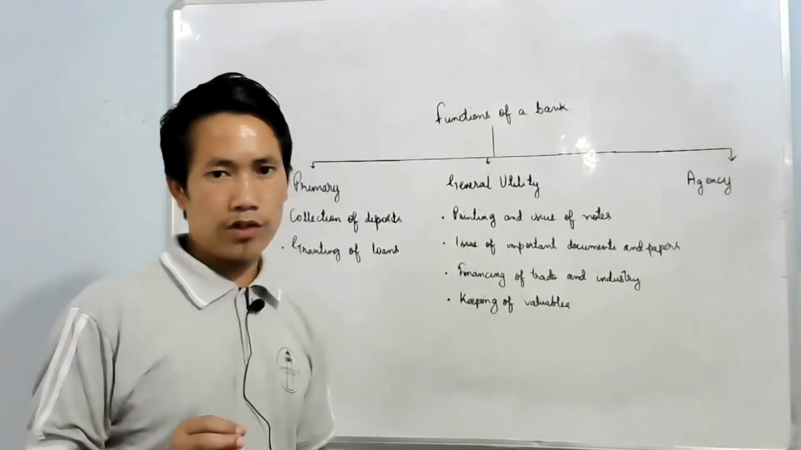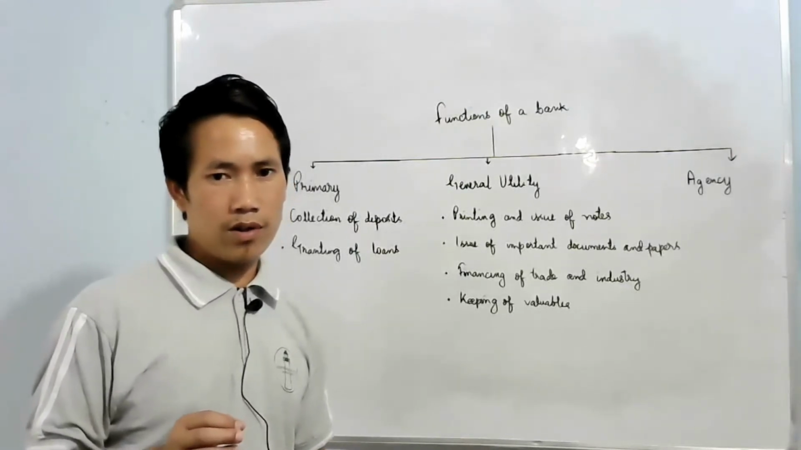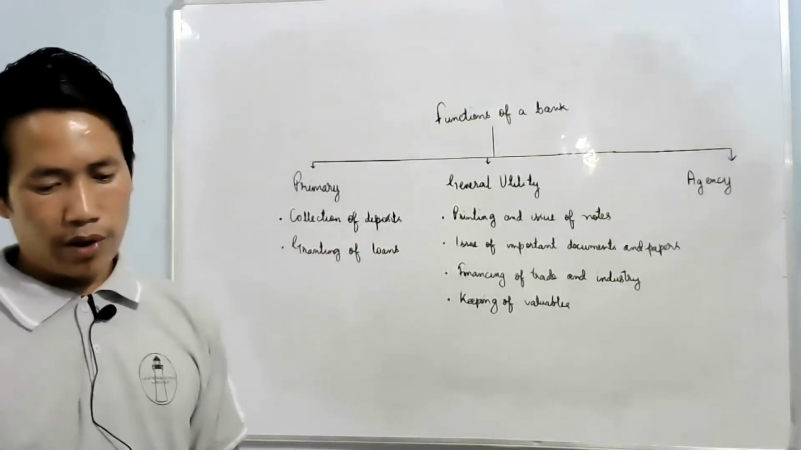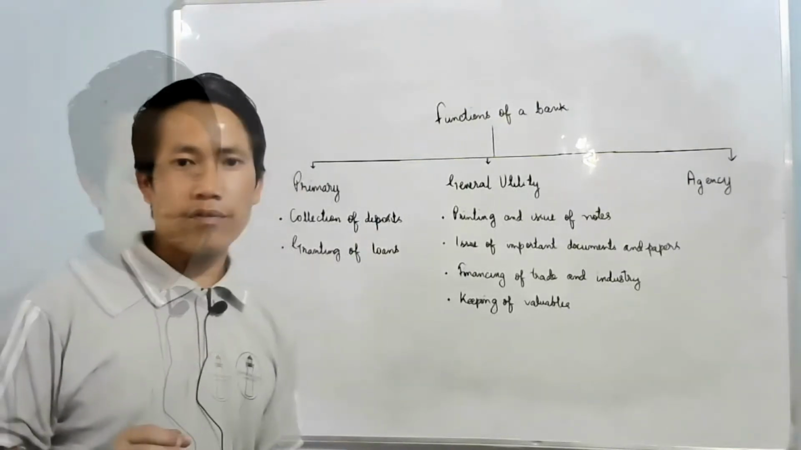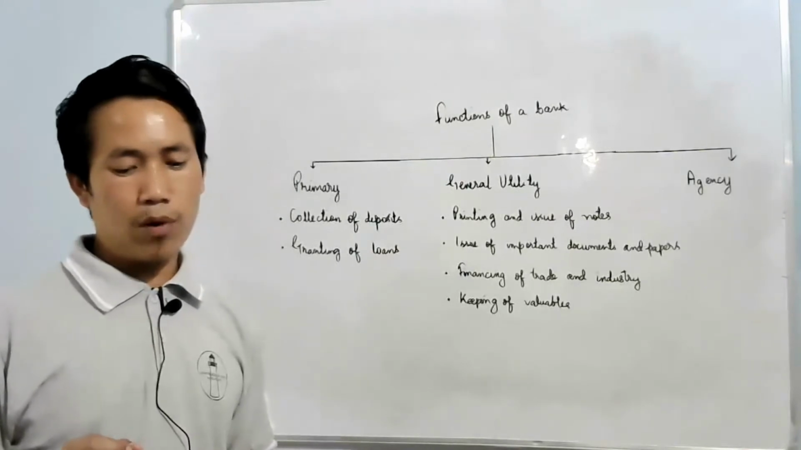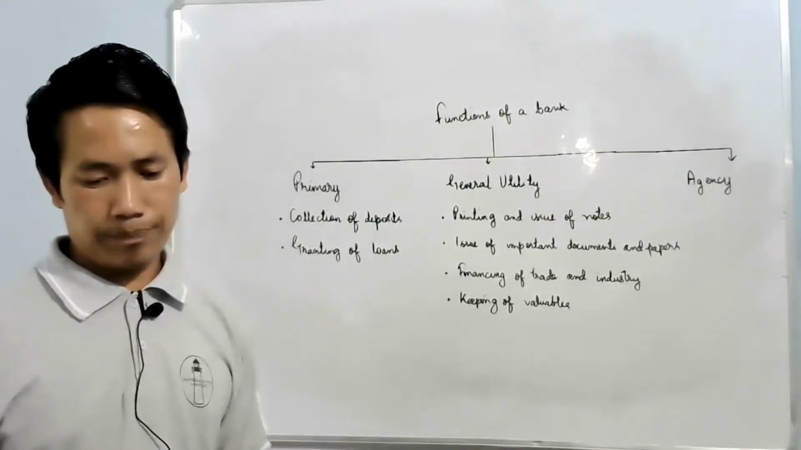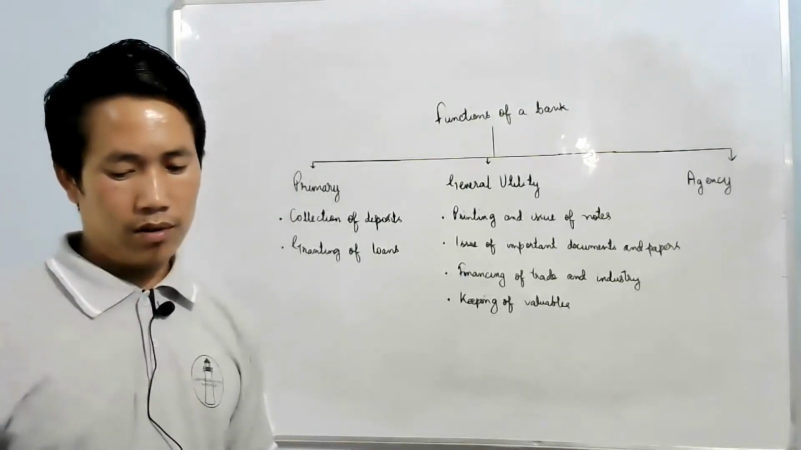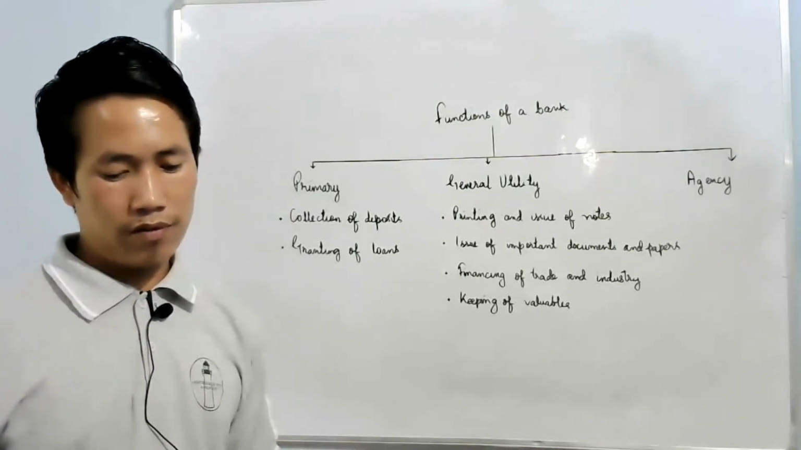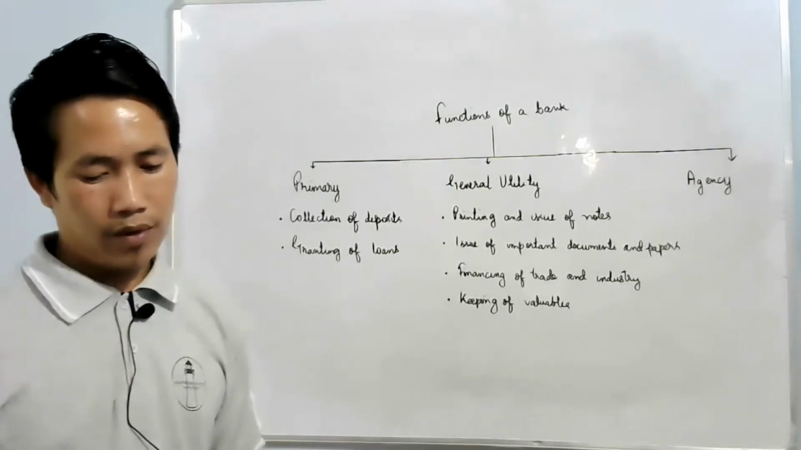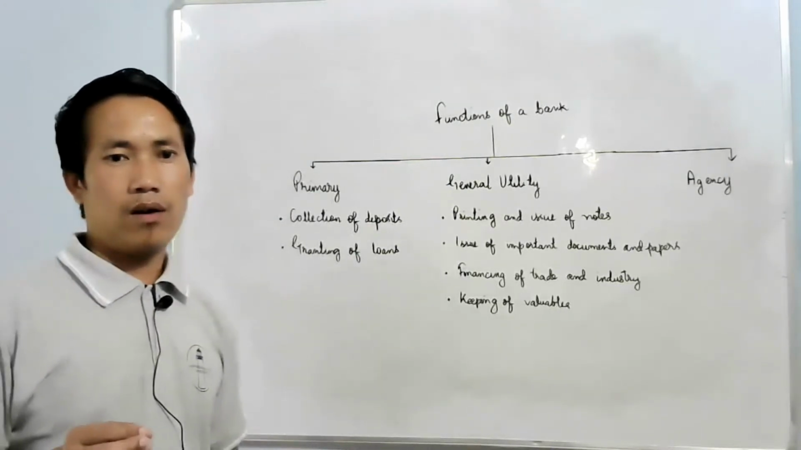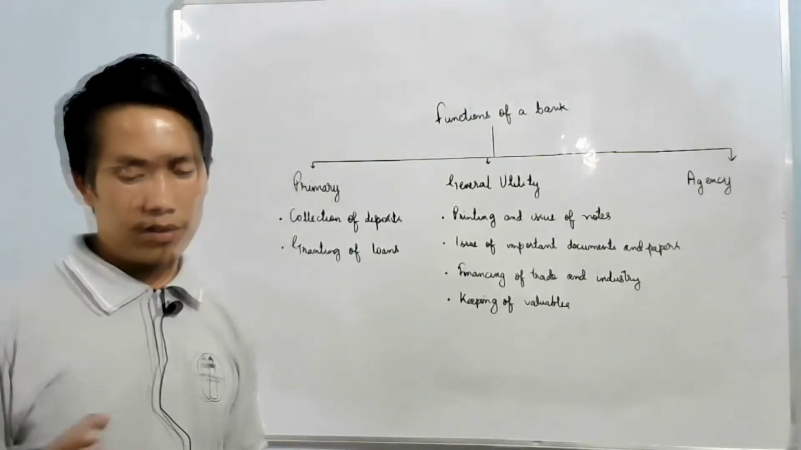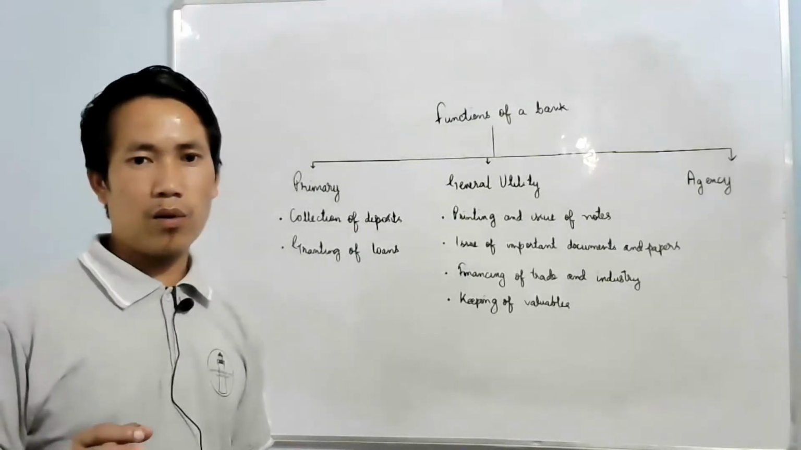And the next function under general utility is issue of important papers and documents. So here what the bank does is, as a part of the customer service, they provide important documents and papers. Their examples are bank draft, credit cards, traveler's check, etc. These are documents or papers which can be used in place of cash. So they are called near money.